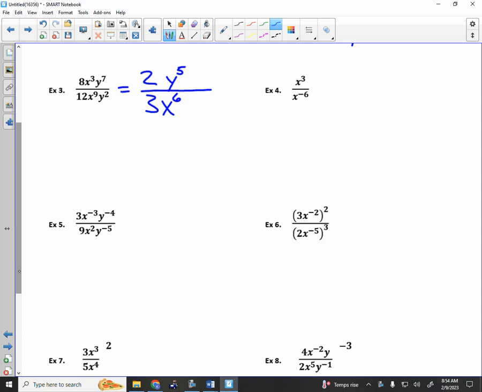Example 4, what makes that different? I got that negative exponent. You can just take a negative exponent if you see it, and you can move it to where it's not. So this becomes x to the third times x to the sixth. You can move it up to the numerator. And so I get x to the ninth.